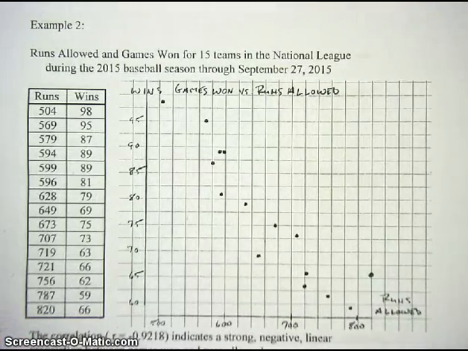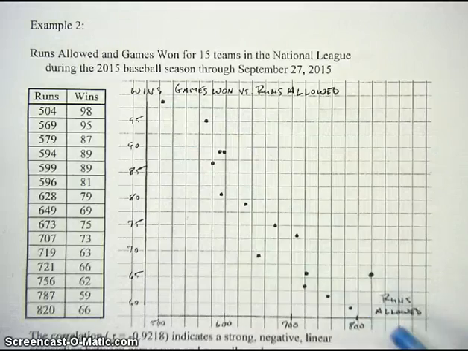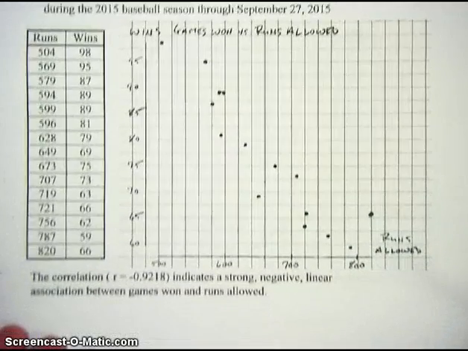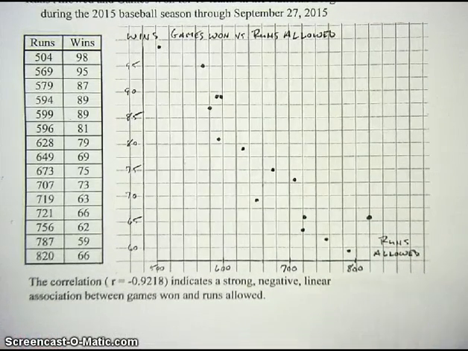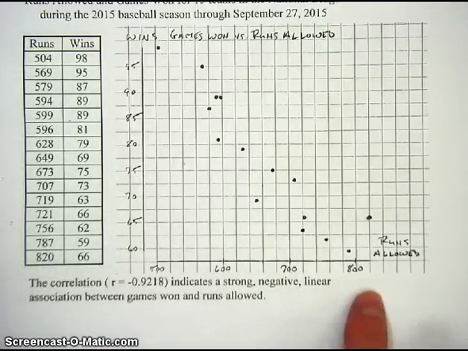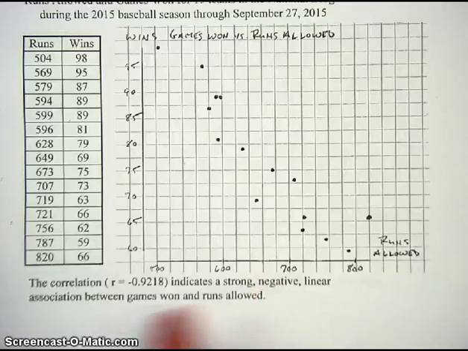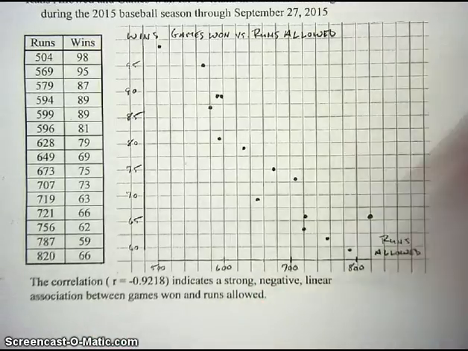Here's the second example we looked at, games won versus runs allowed, and you can see that there's a negative linear association between our two variables, and the correlation came out to be negative 0.9218. That indicates a strong negative linear association between games won and runs allowed. Again, when you write a description of a correlation, put the number in and then indicate the strength and direction of the linear association between, and then specify what two variables you're talking about.